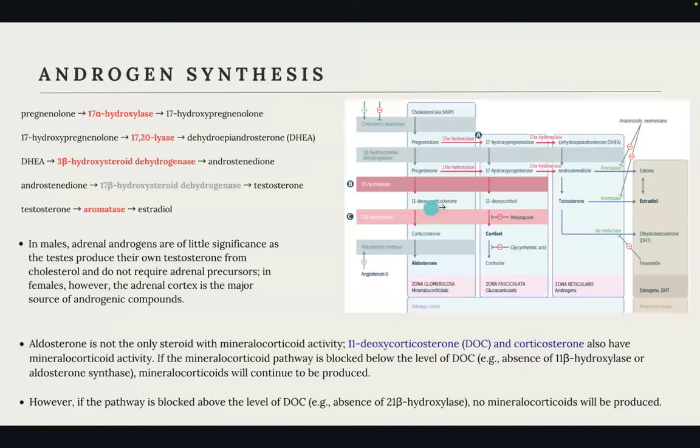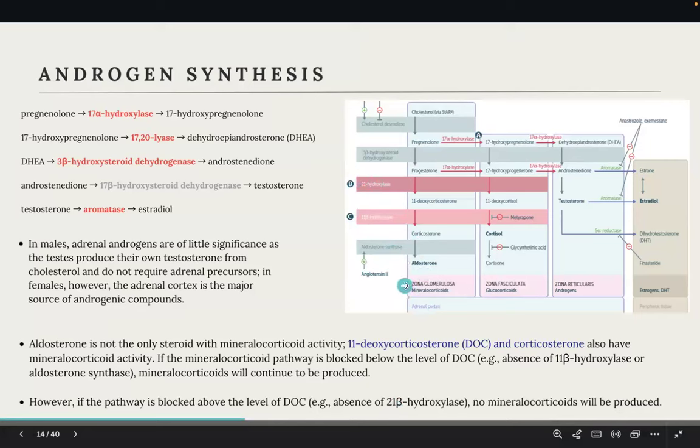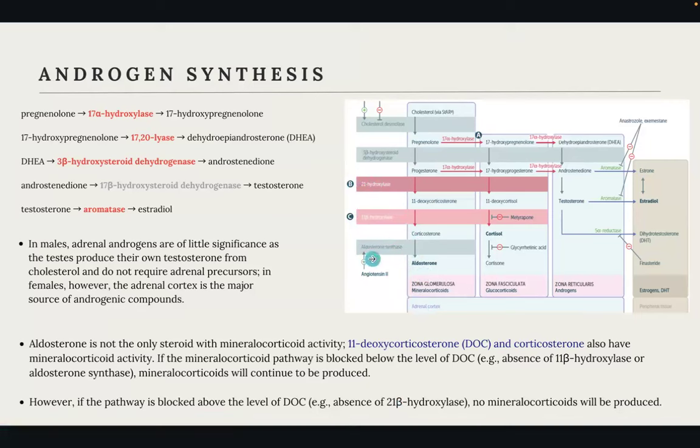Why is that the case? Because here, the compounds 11-deoxycorticosterone and corticosterone both have the activity of a mineralocorticoid, which means that if I were to have a block at the 21-hydroxylase stage, or at 11-hydroxylase, or at aldosterone synthase, I won't be affected beyond 21-hydroxylase. So if I have a block of aldosterone synthase or an 11-beta-hydroxylase, I won't be affected, because I can still make 11-DOC and corticosterone, right?